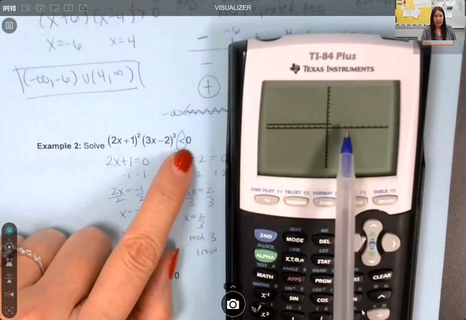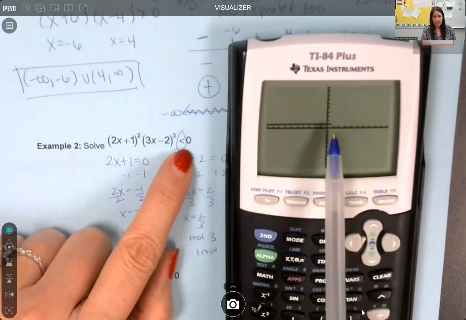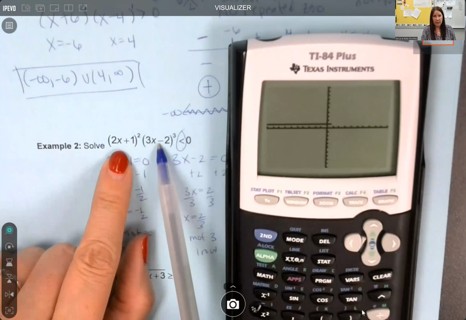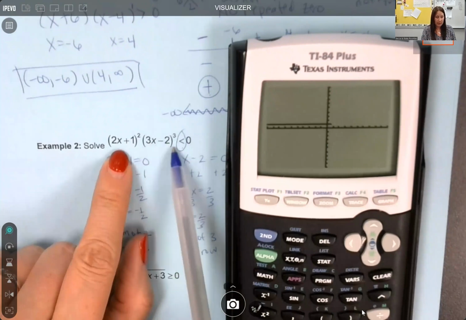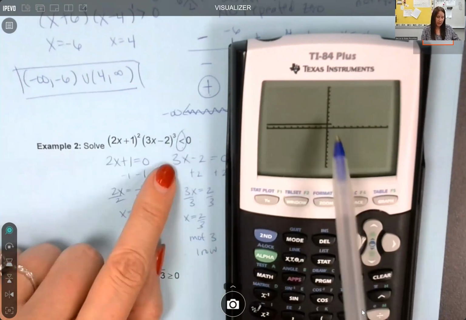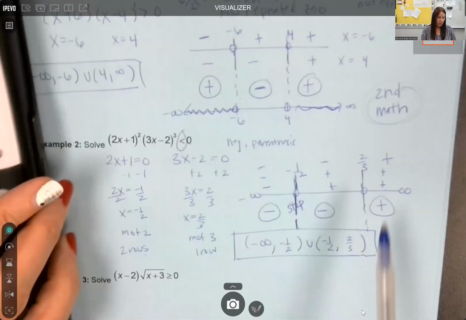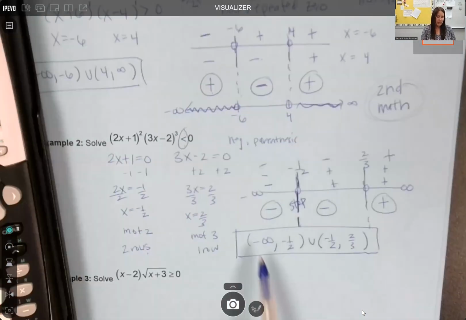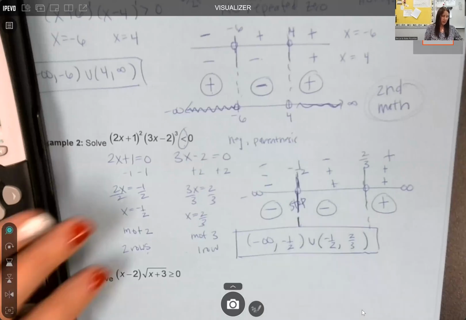Okay, so when I look at this, it looks like it goes from negative infinity all the way to that point, which I would have no idea what that was if I didn't solve this, right? You would have to know exactly what that stopping point is. Luckily for us, we already do. We know it's 2/3. So it was negative infinity to 2/3, but I had to stop at negative 1/2. Okay, all right, let's do the next one.